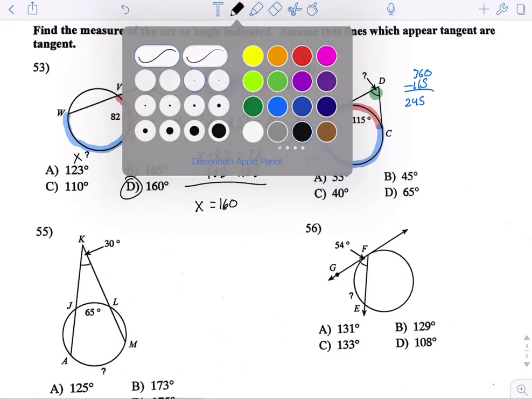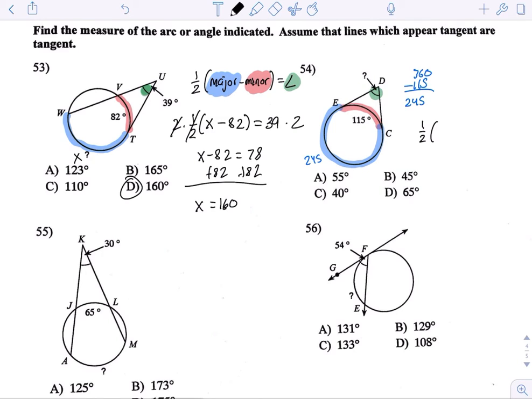Now we can use our formula. 1/2 major arc, which is 245, minus 115 is equal to the angle. So 1/2, look at the parentheses, right? 245 minus 115, you guys, is 130, which is equal to the angle measurement. Half of 130, you guys, is 65 degrees. So it's D.